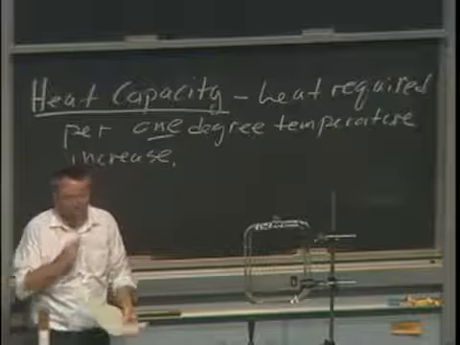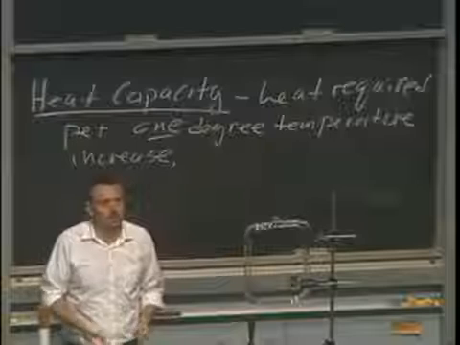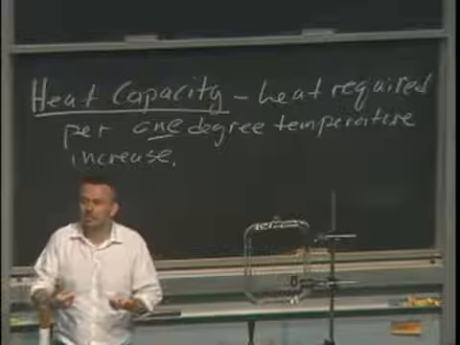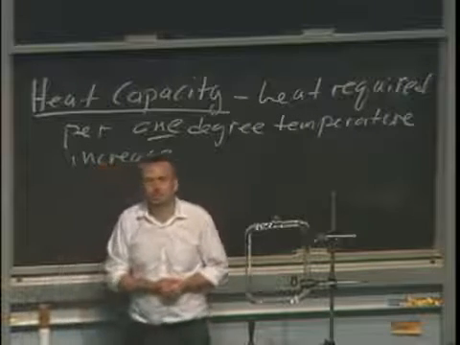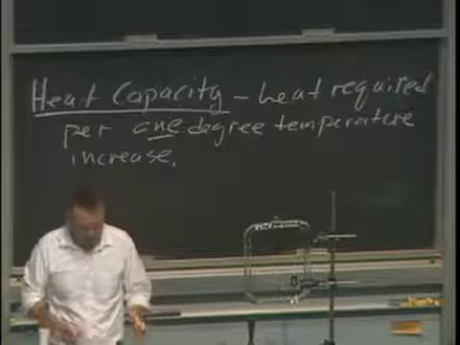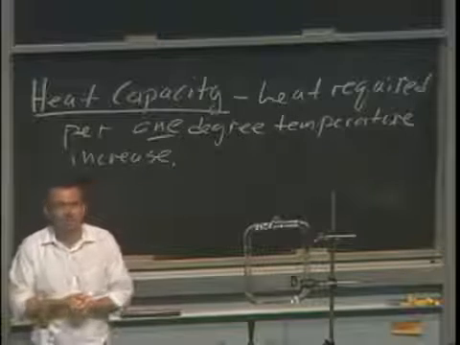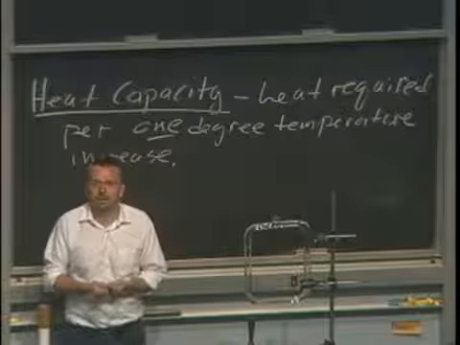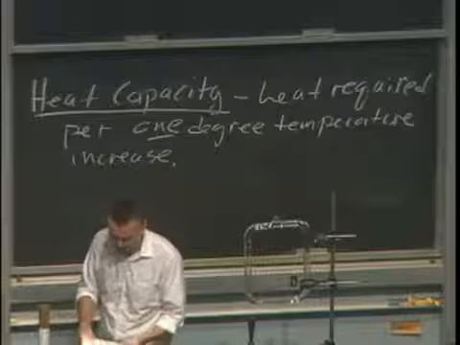Right? So conceptually, we know this must depend on the mass of the object. So the more massive an object is, the more heat that's going to be required in order to raise its temperature by 1 degree. Okay? But it also might depend, and it turns out it does depend, on the composition of the object. So different types of materials require a different amount of heat to raise their temperature by a specific amount.